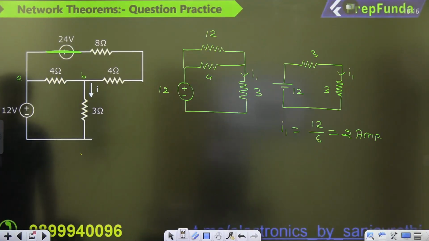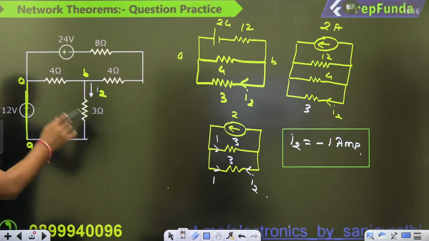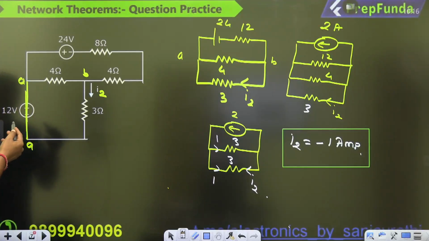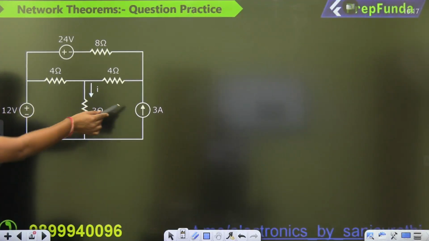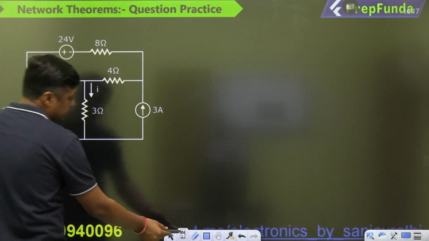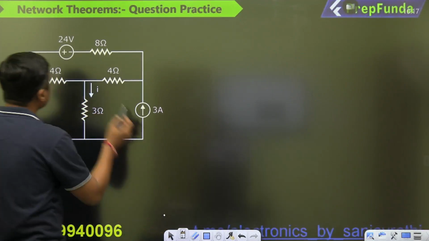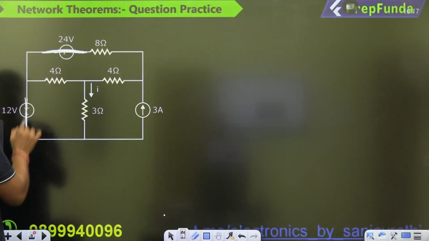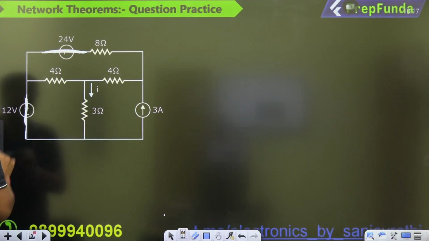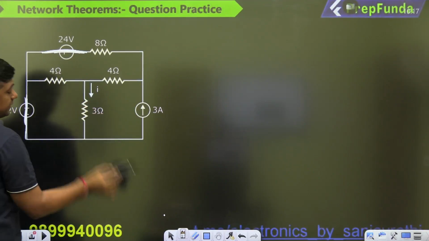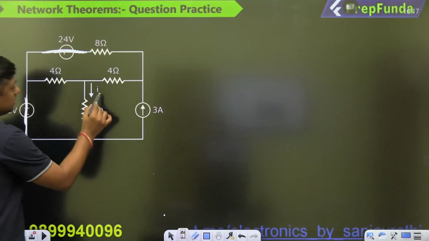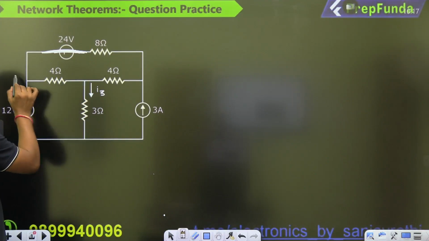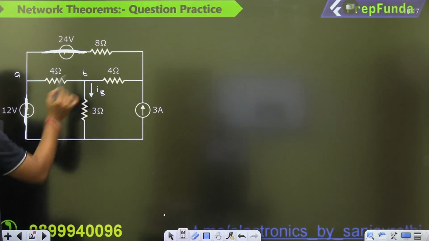Now it has come that because of the first battery 2 ampere, because of the 24 volt battery minus 1 ampere in opposite direction. Now the third, what is the effect of current source? If you want the effect of current source, make it short circuit. Make it short circuit 0, and this will become I3. This will become I3. Now this is A, this is B. Okay.